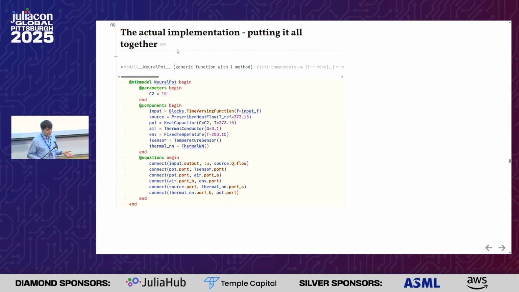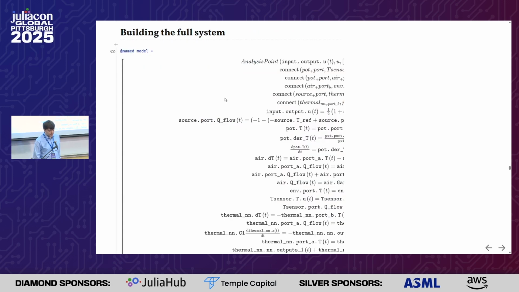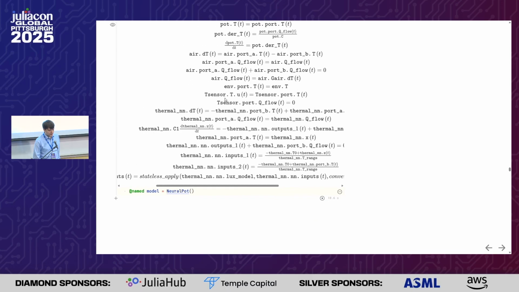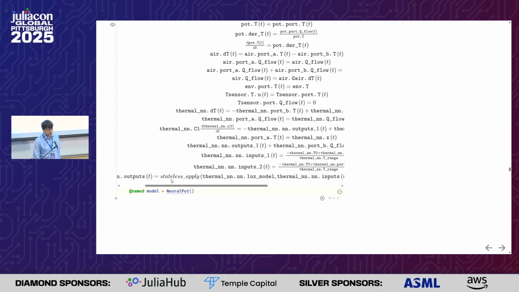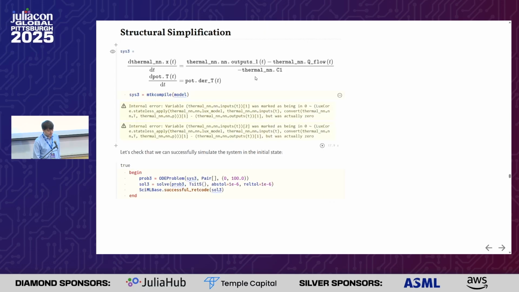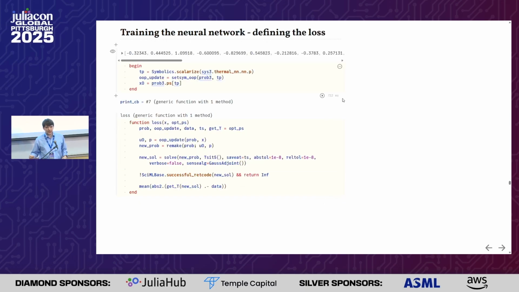So now let's put everything together, and you see that we get a similarly large system here. If we take a closer look, we can see that we still have the neural network somewhere in here, and this is now simplified to just these two equations. So we have a new state as we wanted, and we can now check if this simulates correctly in the initial state, so it doesn't blow up initially. This works. So we can continue by training the neural network.